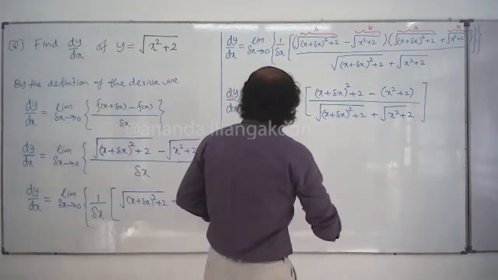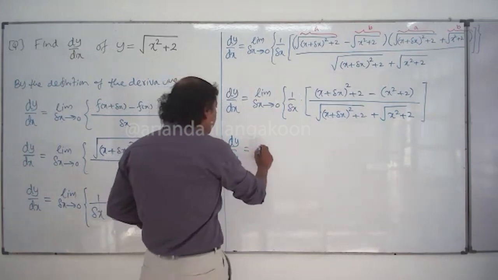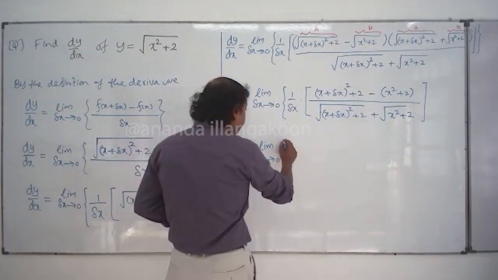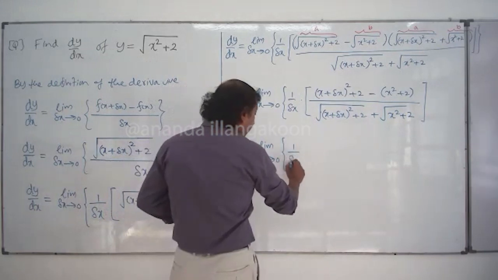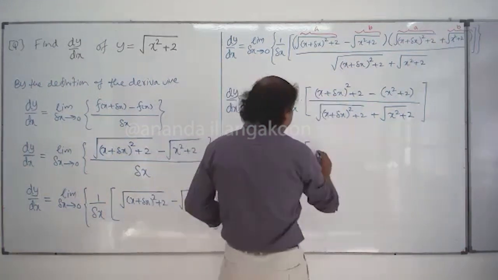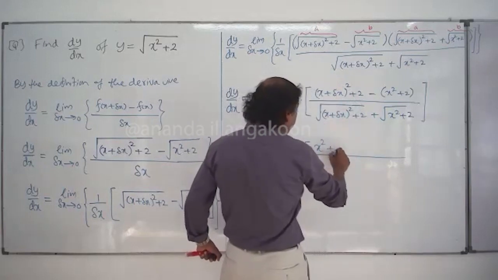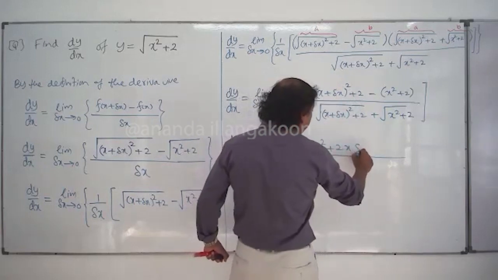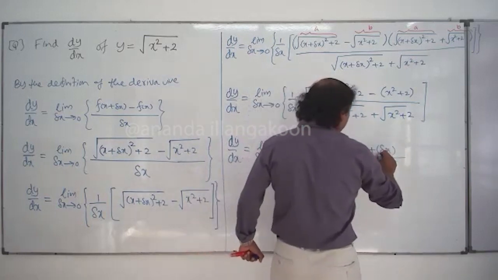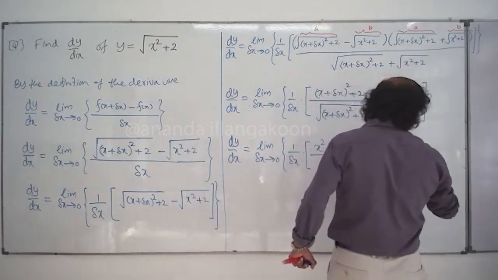Then here the simplification can be done, people. dy by dx is equal to limit delta x 0, 1 upon delta x. Right, expand these, people. x squared plus 2 times x into delta x plus delta x perfect squared. Remove the bracket by multiplying: minus x squared minus 2.